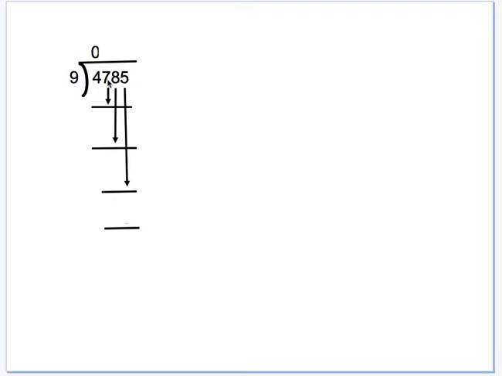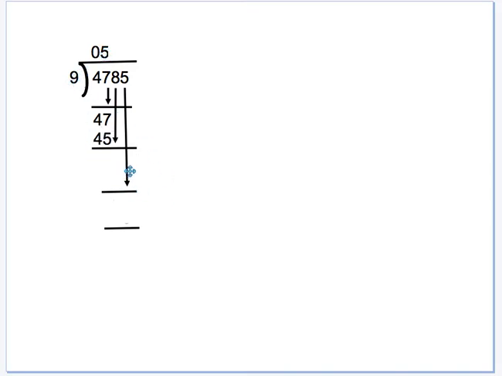Okay, so in this equation, you have 4,785 divided by 9, and you first try to see how many times you can divide 4 by 9. Well, you can't divide it a single time, and so you're going to carry down the 4 and the 7 down here, and then you are going to look at this number and say, okay, how many times can I divide 47 by 9? Well, most of you know that 9 times 5 is 45. And so you'll put a 5 up there and do 5 times 9 and give yourself 45.